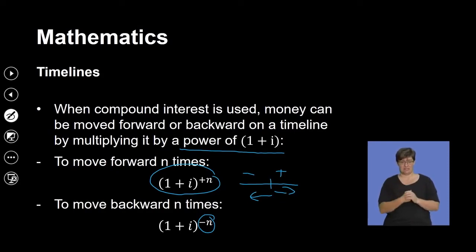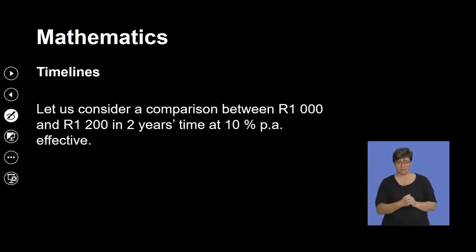So it means when I'm moving forward, I'm adding. And I'm moving backward, I'm subtracting. Hence the plus and the minus. Now, let's just try and consider a comparison between 1,000 rand and 1,200 rands in 2 years' time at 10% interest rate that is effective.